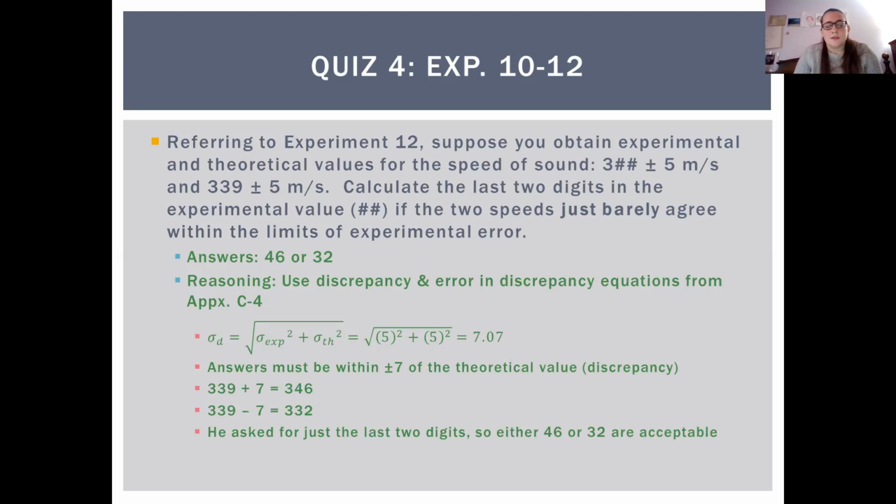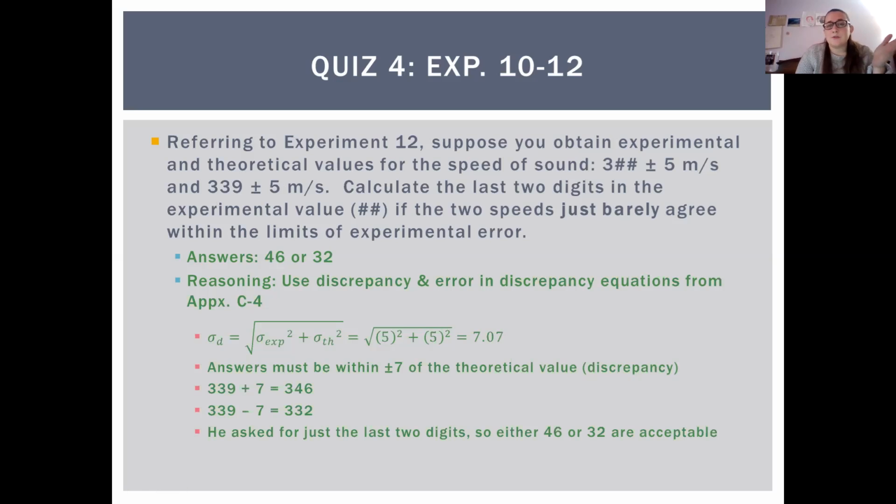So our sigma D, which is the error in experimental squared plus the error in theoretical squared, square root, our errors are both plus or minus 5. So we plug 5 into that equation and we get a result of 7-ish, 7.07. So that means that our acceptable answers will be within plus or minus 7 of our theoretical value. So 339 plus 7 is 346. 339 minus 7 is 332.